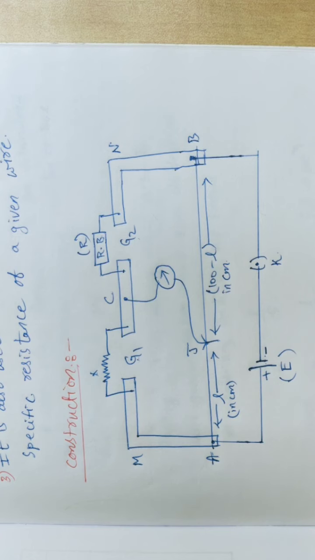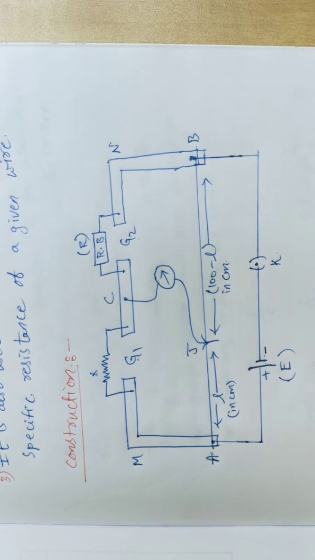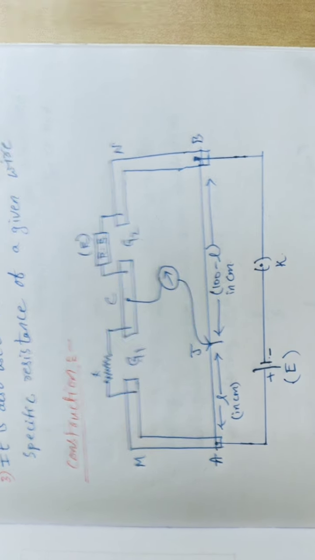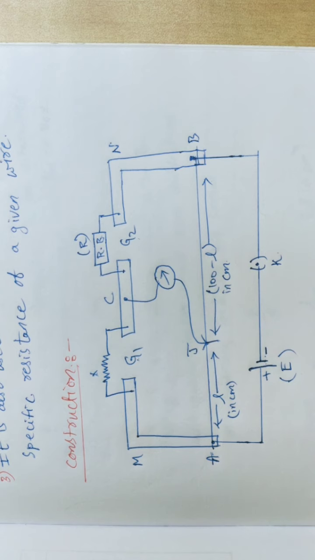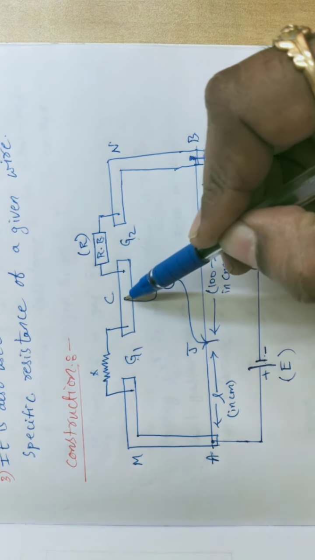Manganese wire I am introducing, and between A and B I am introducing one battery having EMF capital E along with one plug key capital K. Next, students, observe carefully: here one terminal we are choosing, that is C.